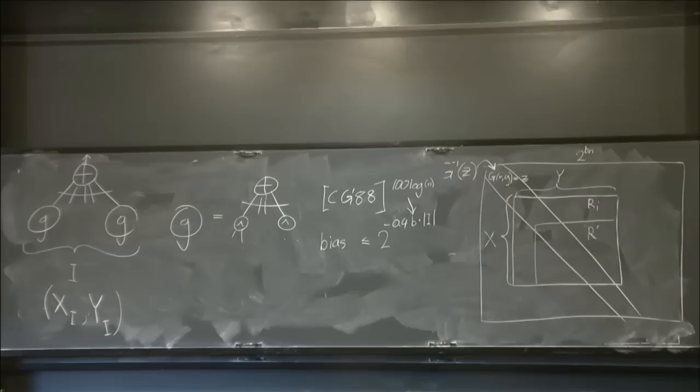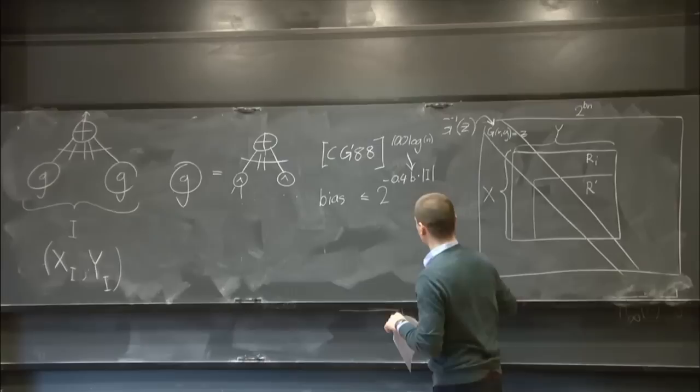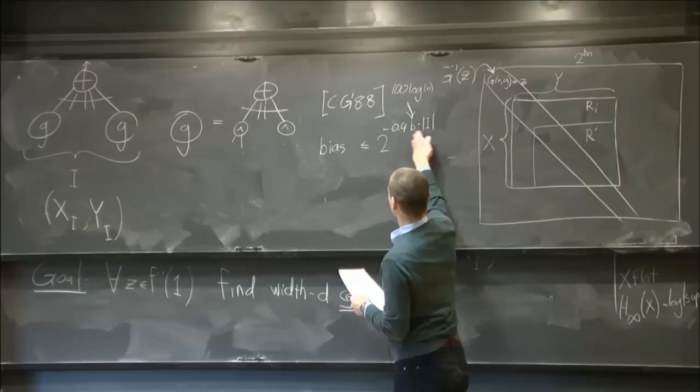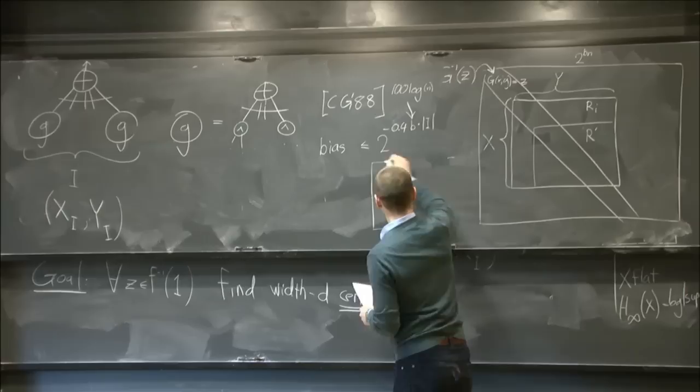And okay, this result on the bias, if you've never seen two-source extractors, it's just the orthogonality of the inner product. Yeah, that's what I was going to say: a sketch of how this works. How would you calculate something like this? Well, you just draw the communication matrix for this inner product function.